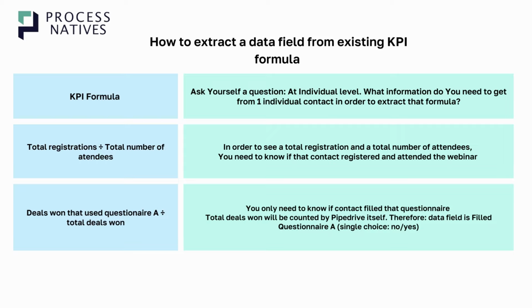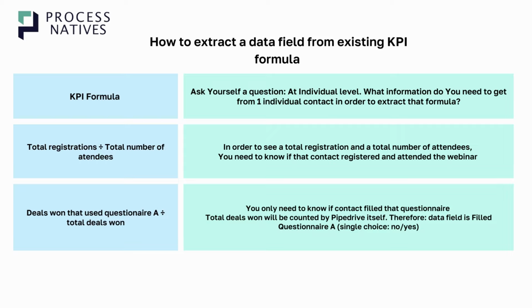So if your KPI formula is total registrations divided by total number of attendees, in order to see total registrations and the total number of attendees, you need to know for every contact if they registered and attended the webinar.